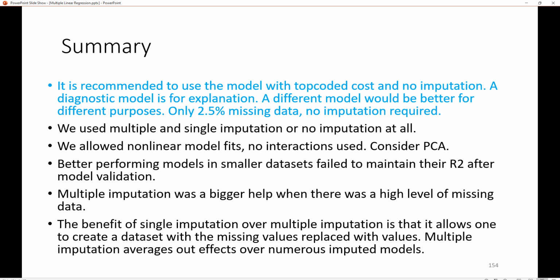And the benefit of single imputation over multiple imputation is that it allows one to create a data set with the missing values replaced with actual values. Multiple imputation averages out effects over numerous imputed models. Therefore, we can't get one single data set for multiple imputation.